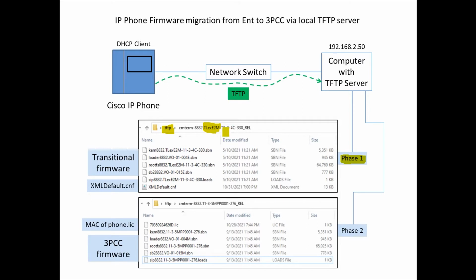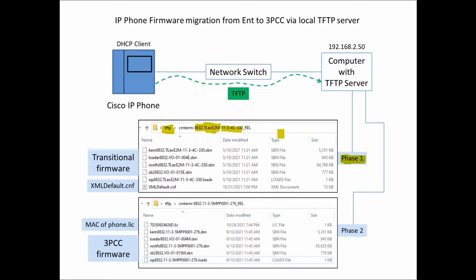And then I'll show what version it is, and it is specific to the models of phones, so that's another thing to be aware of. One question that might come up is, where do you get this transitional firmware from? Because if you do some searching online or you go to the Cisco site and search under the phones, you'll have a very difficult time finding the transitional firmware.